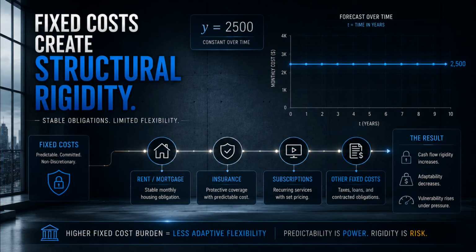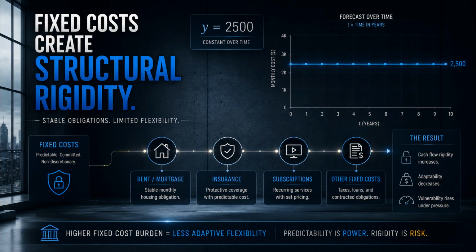costs often behave predictably. Mathematically, a stable fixed cost structure may look like this: y equals 2,500. Here, y represents the forecasted cost. The value stays constant, and t, time, does not affect the value in this simplified model. That means the cost remains the same whether we are forecasting year 1, 2, 3, or whatever. This is a horizontally stable structure.